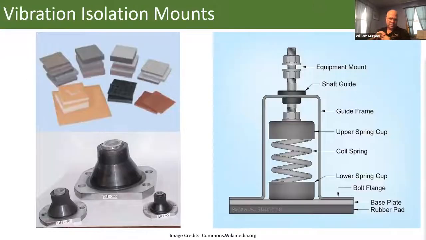Next slide, please. When we look at vibration isolation mounts, this is essentially what you see here in the schematic, and some of the different tools or types of isolation that you can see. It's got a spring. The shaft can move up and down. You mount the equipment on that, and that way you can get isolation from whatever vibration it might provide. Next slide.